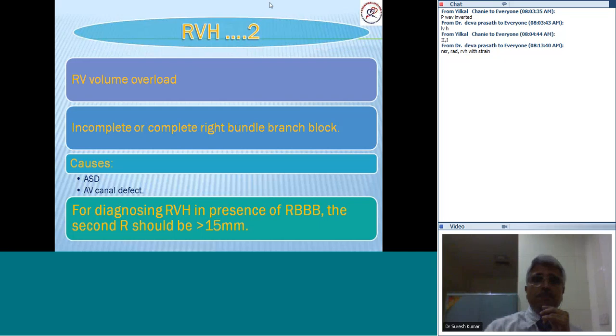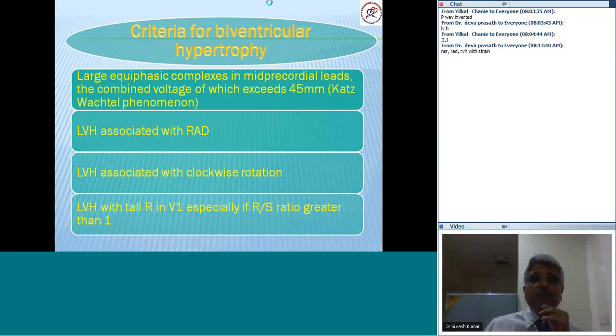And biventricular hypertrophy: large equiphasic complexes in mid-precordial leads, the combined voltage of which exceeds 45 millimeters, that's Katz-Wachtel phenomenon. Or if you find LVH but the axis is right, or you find LVH but there is a clockwise rotation in the chest leads, or you find LVH but there is a tall R in V1 also, or an R by S ratio greater than 1. So these are the ways in which you can diagnose biventricular hypertrophy. Some of the causes for biventricular hypertrophy: a large VSD or a large AP window where there is both LVH and RVH.